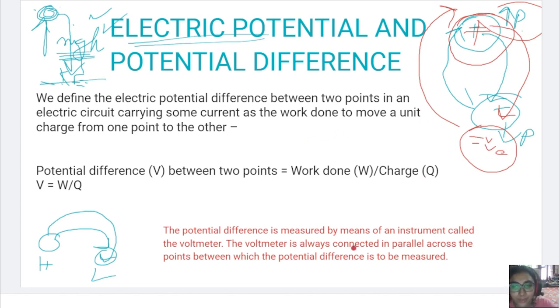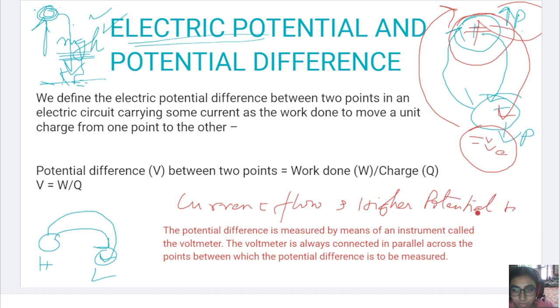So what we have to remember is that current flows from higher potential to lower.